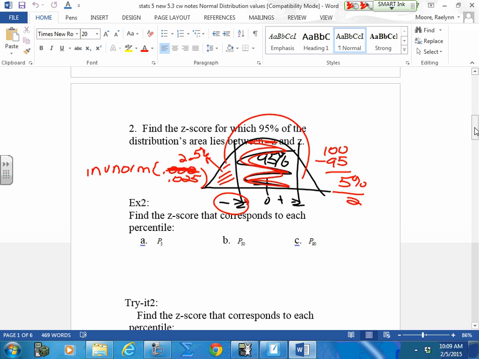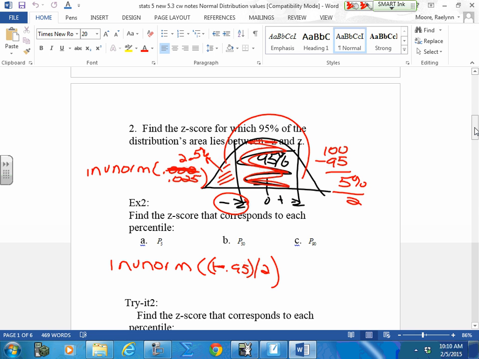Now, your calculator can also do this calculation for you. If you go to inverse norm, you say I have to do 1 minus 0.95, in parentheses, divide by 2. It'll do this for you. However, you need to make sure that you have this separate set of parentheses in here, because you need to do this subtraction before you do the divide.